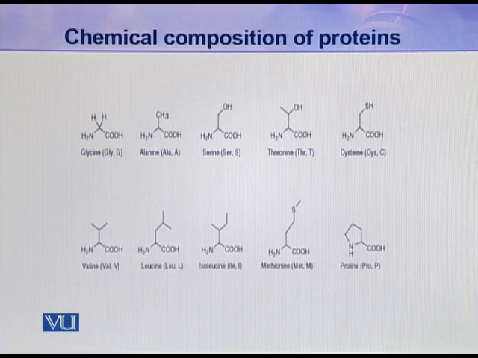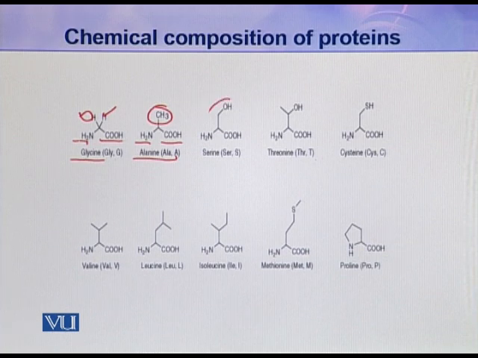Here you can see the structures of different amino acids. For example, this is glycine, and in glycine there is one carboxylic group, one amino group, one hydrogen, and the R group is hydrogen. So this is the simplest amino acid, in which the R group is hydrogen. Here you can see alanine. Again, there is one carboxylic group, one amino group, and the R group is methyl. This is another simple amino acid. Then you can see serine. This is the R group of serine.